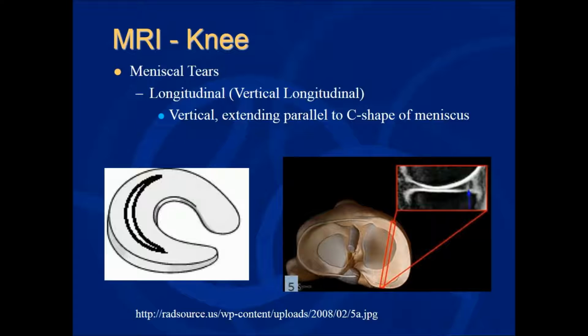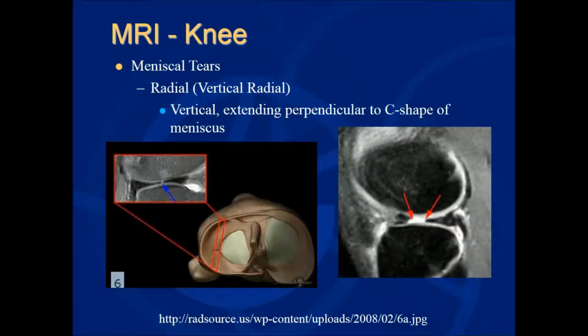Here is a vertical longitudinal tear. Again, this longitudinal tear following the long axis or the curvilinear axis of the meniscus. However, the tear, instead of having that knife in the horizontal dimension, the knife is actually in an upright or vertical dimension. As you see on the image on the right, the tear is oriented vertically, and if you were to scroll through multiple images, you would see the longitudinal component.